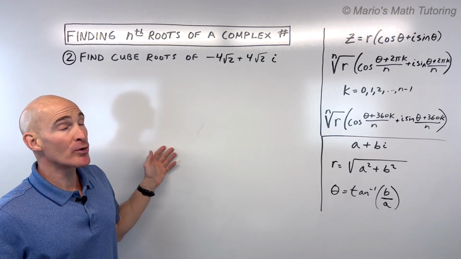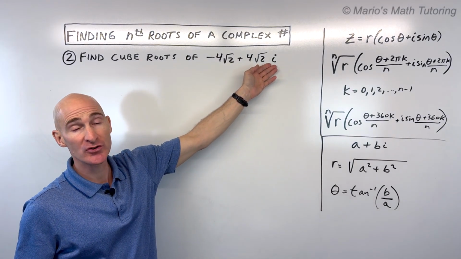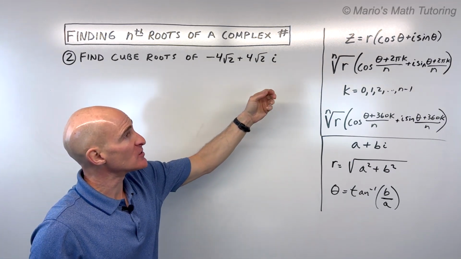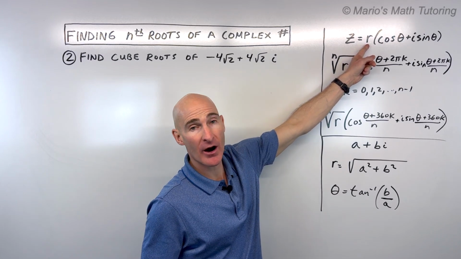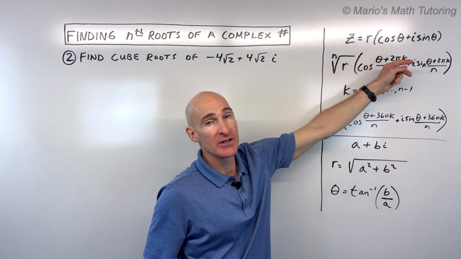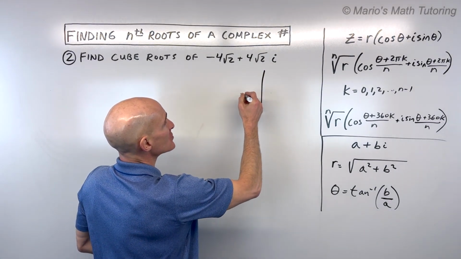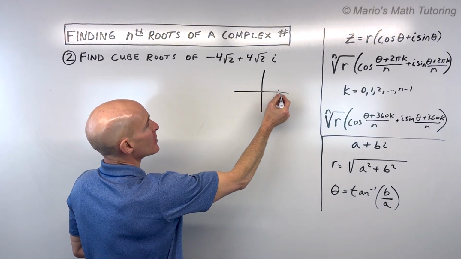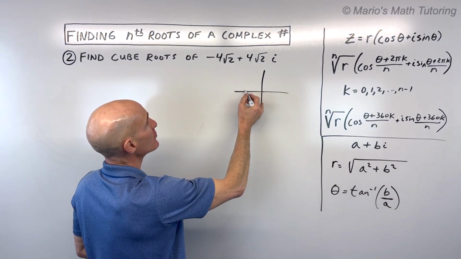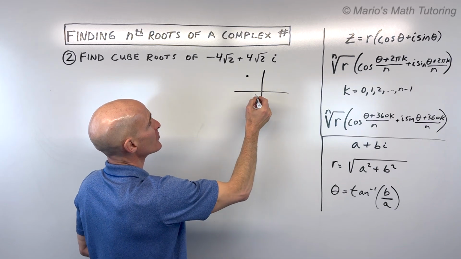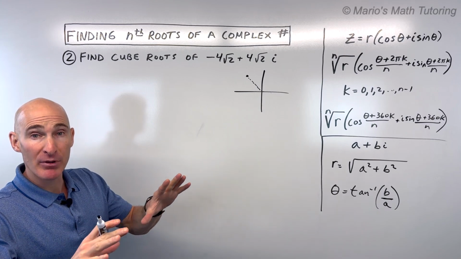For the second example, we're going to find the cube roots of negative 4 square root of 2 plus 4 square root of 2i. So in order to do this, we want to put this complex number in the trigonometric form, which means we need to find the r value and the angle. What I sometimes like to do is graph this, just plot it, just so I can get a feel for what this looks like. So this is our real number line. This is our imaginary direction. If I go left 4 root 2 and up 4 root 2, that's going to put me right there. That's plotting the complex number in the complex plane.